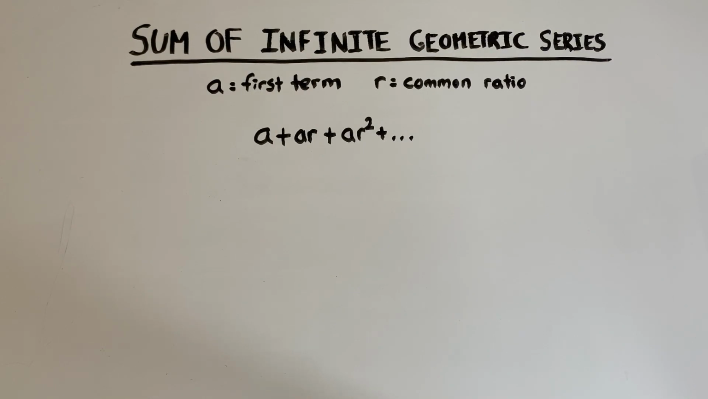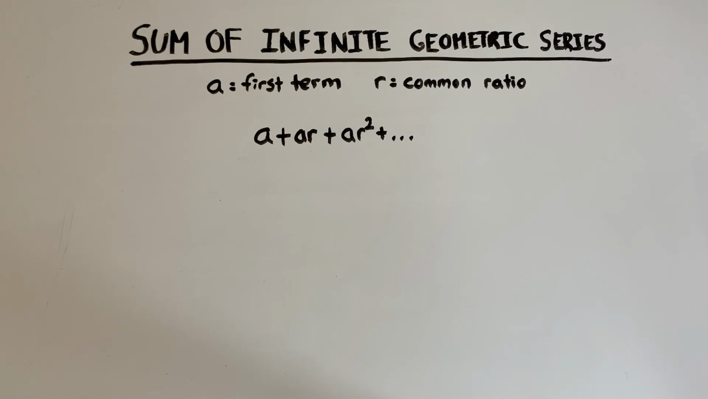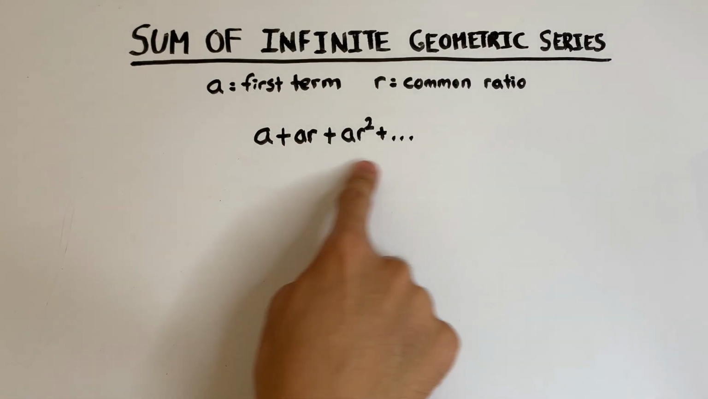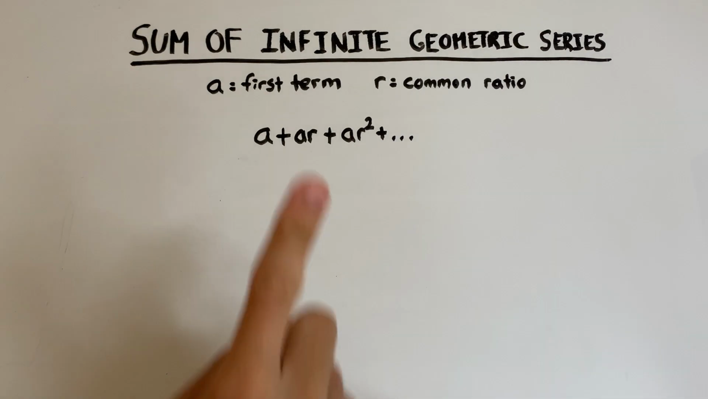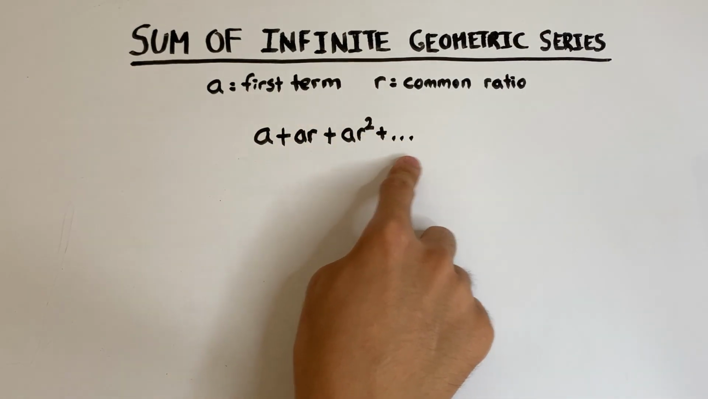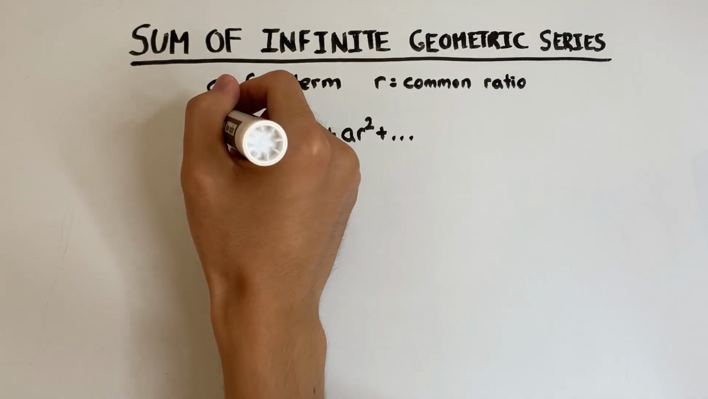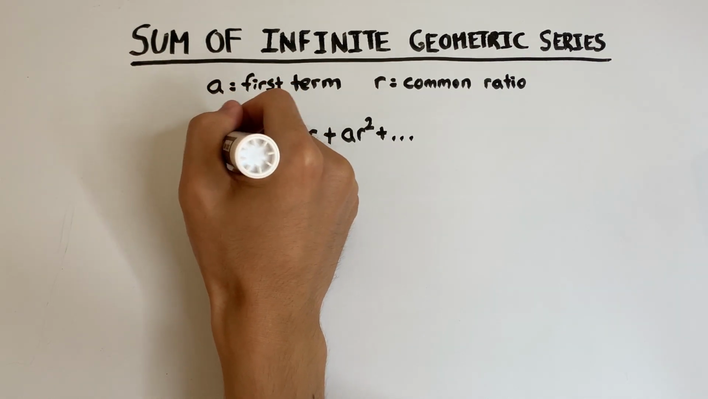Now it's time for us to derive the formula for the sum of an infinite geometric series with first term a and common ratio r. So over here, you can see we have an infinite geometric series that goes a plus ar plus ar squared, and it just continues forever. Now we're going to start off by calling this whole series S.